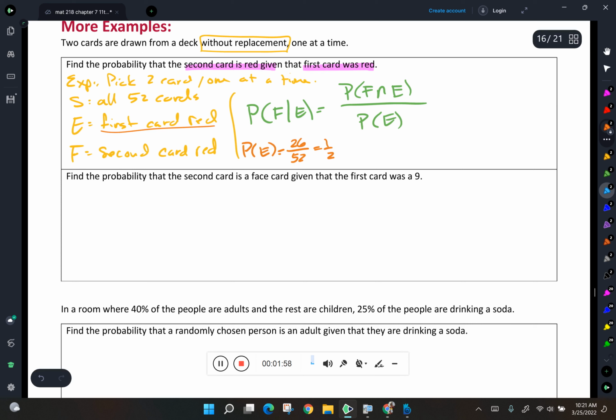Okay. I also need the probability of F intersection E. That is the probability that both cards are red. Probability of F intersection E, both cards are red. Oh, so let's see, how are we going to figure that out? Both cards are red. Okay. Let's see, there's 26 cards in the deck, both cards red.